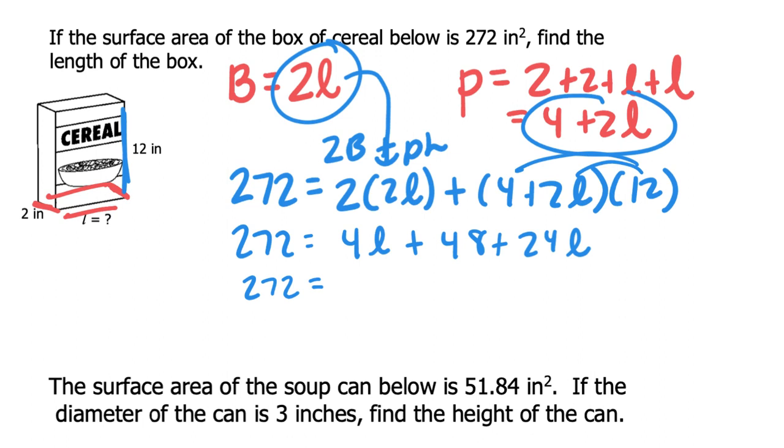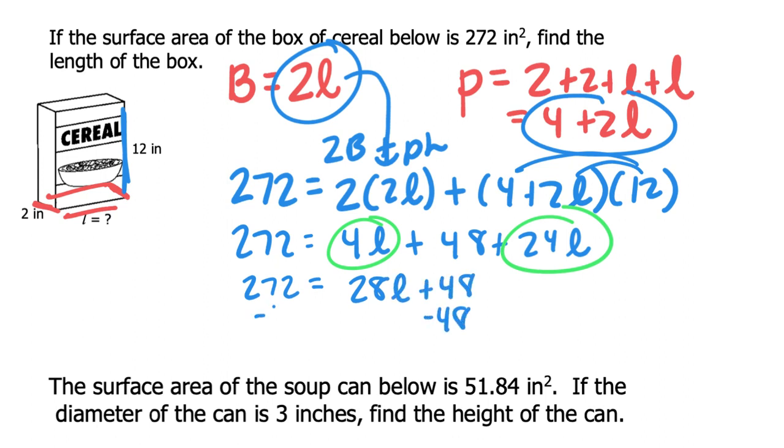Combine the L's. I see an L here and here. So if I combine those, I get 28L plus 48. Solve that. I get 224. 28L. Divide by 28. I'm kind of running out of room. Divide by 28, you end up getting this slant height is 8 inches.